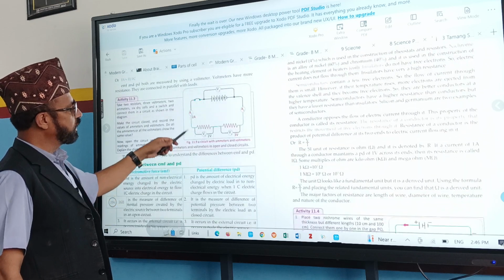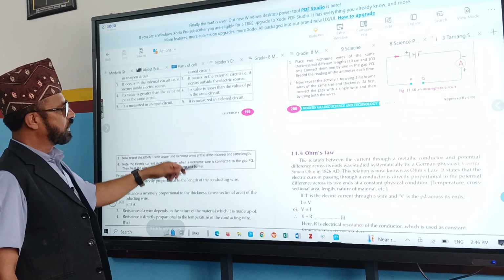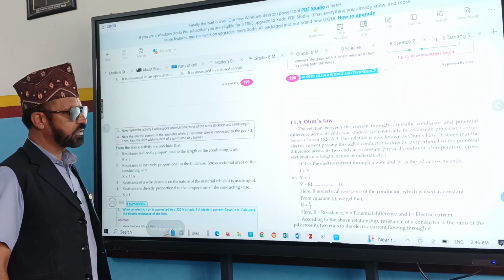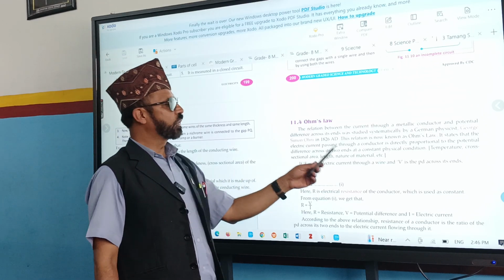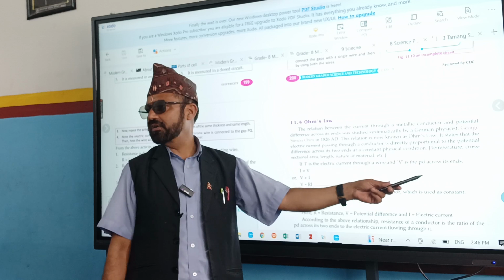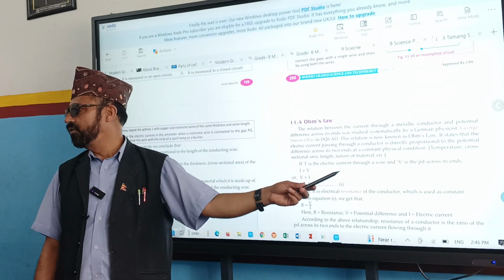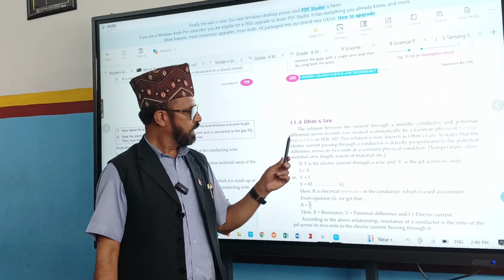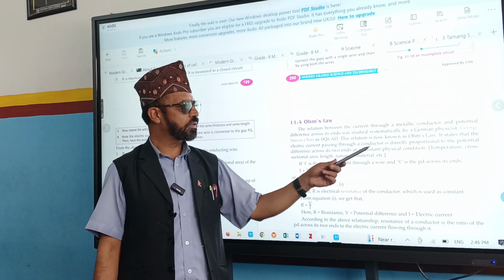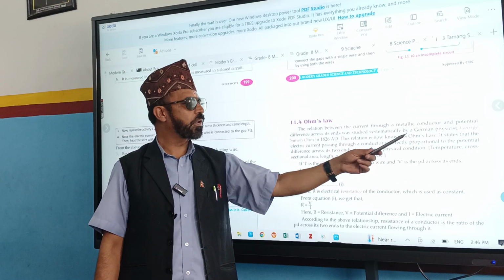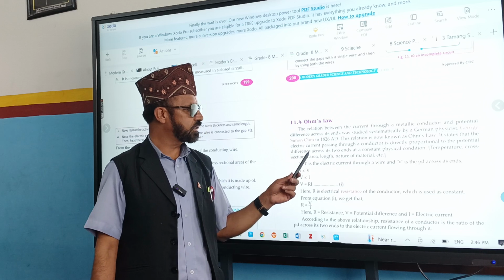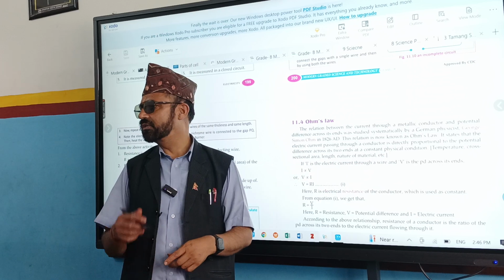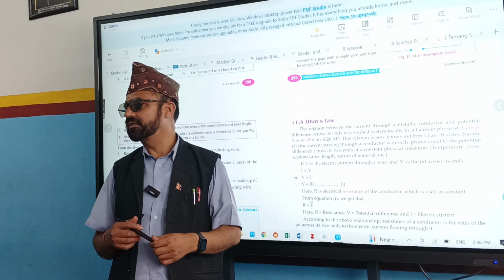The current flowing through a conductor is directly proportional to the potential difference across its two ends at a constant physical condition. It's very simple. What does Ohm's law state? The electric current passing through a conductor is directly proportional to the potential difference across its two ends at a constant physical condition. This thing must be kept in mind.